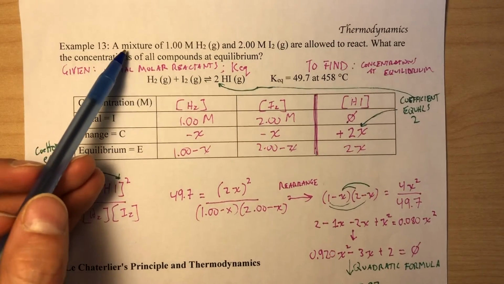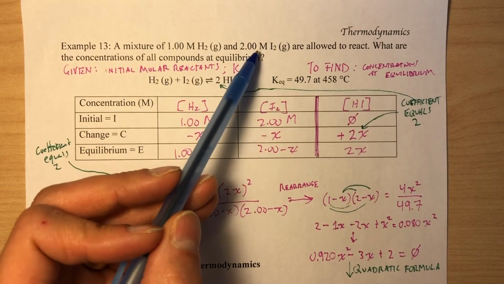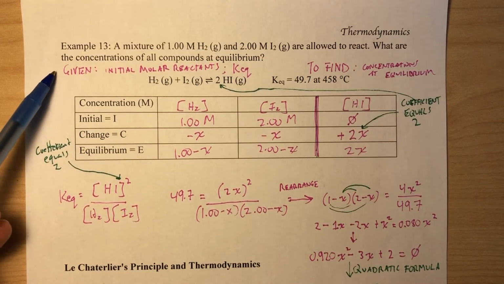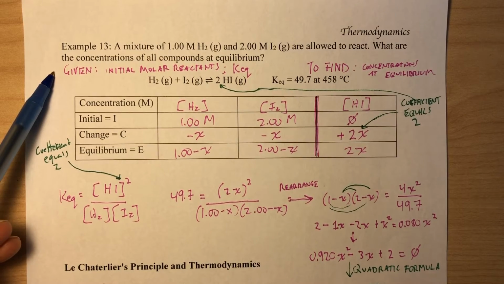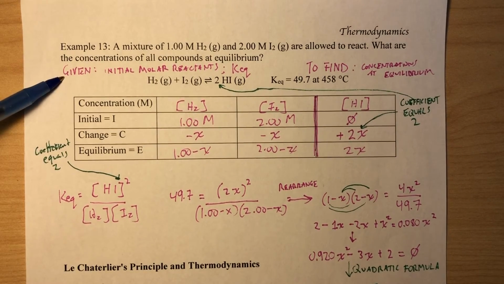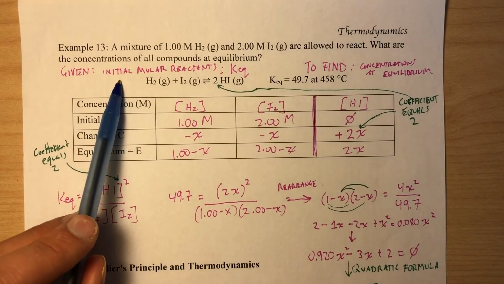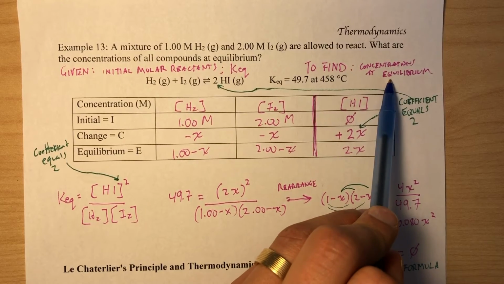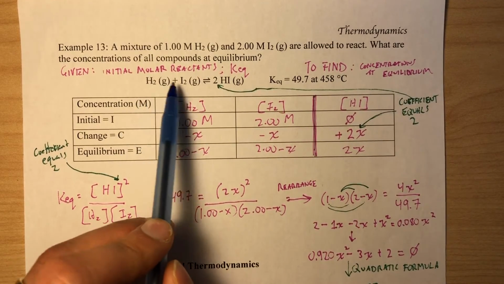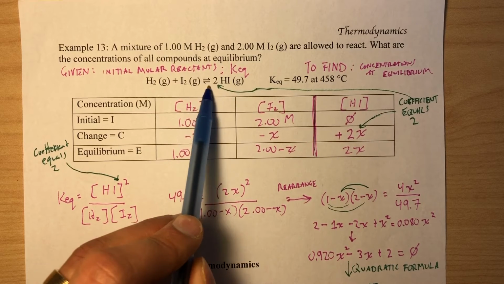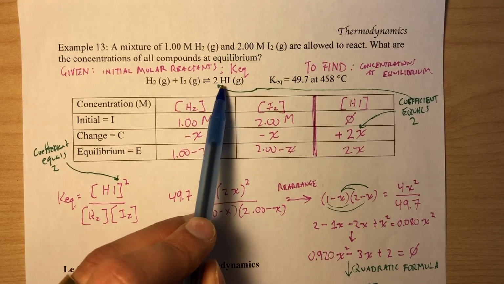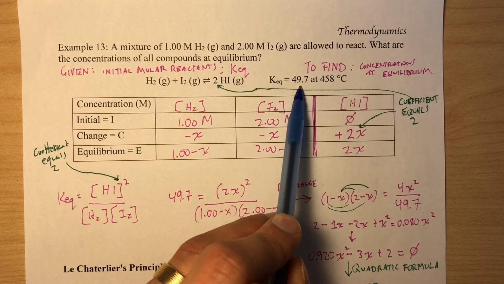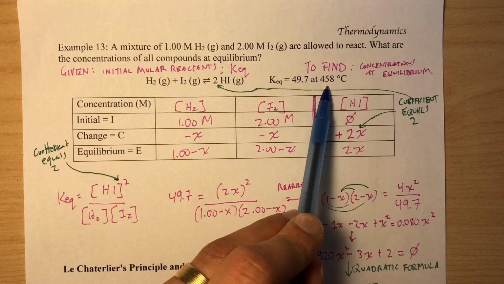In example 13, we have a mixture of 1 molar H2 and 2 molar iodine, both gases, which are allowed to react. What are the concentrations of all of the compounds at equilibrium? Again, what we're trying to figure out is what's given and what we have to find. So what's given is initial molar reactants, and we're given K equilibrium, and we're trying to find the concentrations at equilibrium. So here we have H2 plus I2 in a reversible reaction with 2 HI. The K equilibrium for this reaction is 49.7 at 458 degrees Celsius.